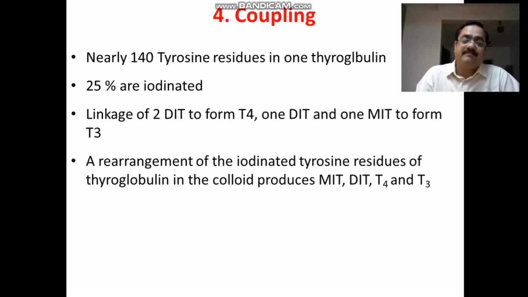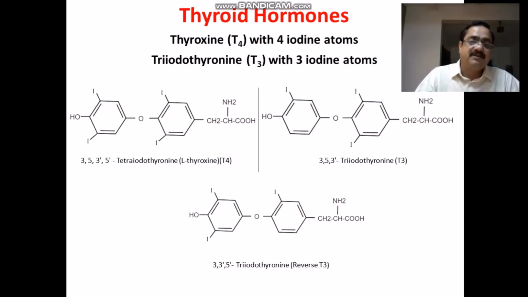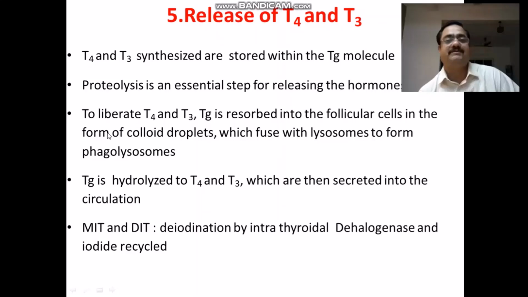Fourth stage is coupling, where nearly 140 tyrosine residues are there in one thyroglobulin. 25% of it is iodinated. 2 DIT come together to form T4. 1 DIT and 1 MIT together form T3. A rearrangement of iodinated tyrosine residues of thyroglobulin in the colloid produces MIT, DIT, T4 and T3. These are the thyroid molecules. You can see here the chemical structure of T4 and T3.